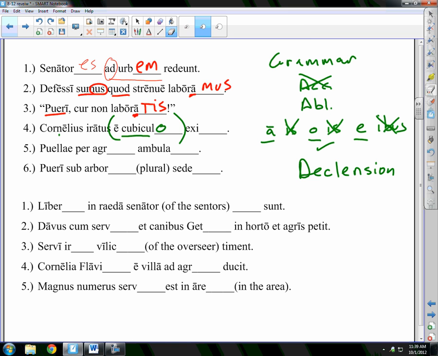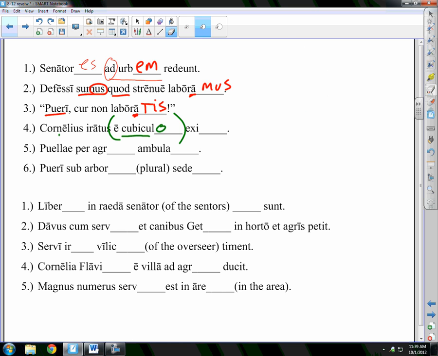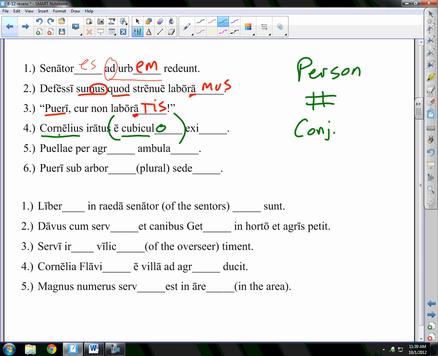When I get to xe, I establish it's a noun or a verb, and in this case it is a verb. So with a verb, I have to determine the person, I have to determine the number, and I have to determine the conjugation. Okay, Cornelius is the subject. Cornelius is third person. Cornelius is also singular.